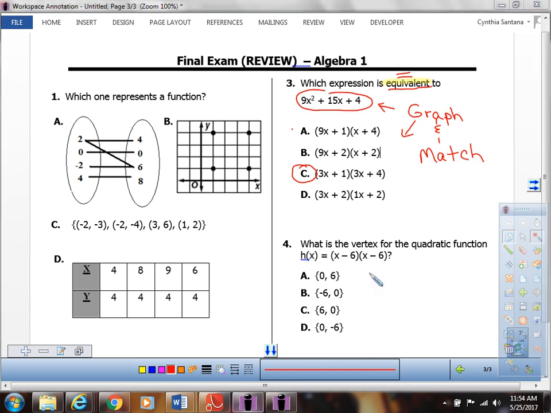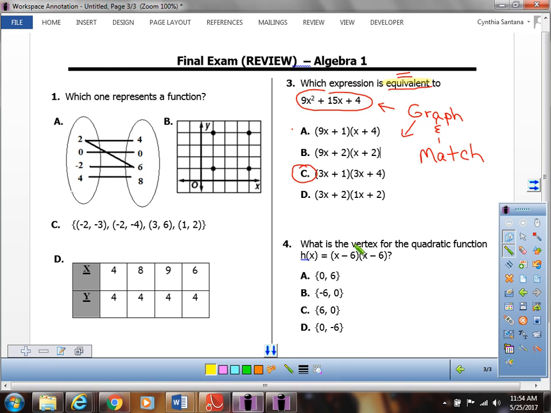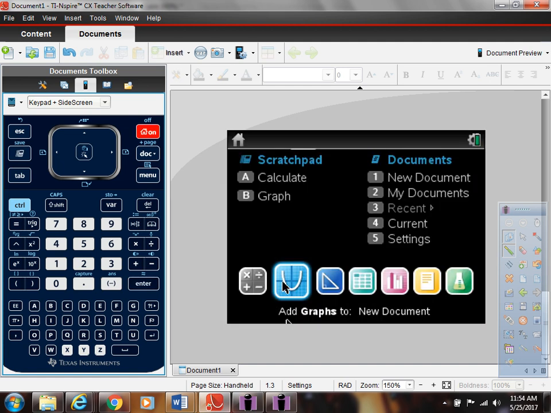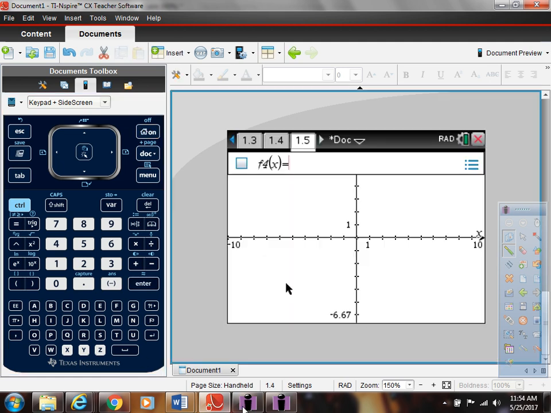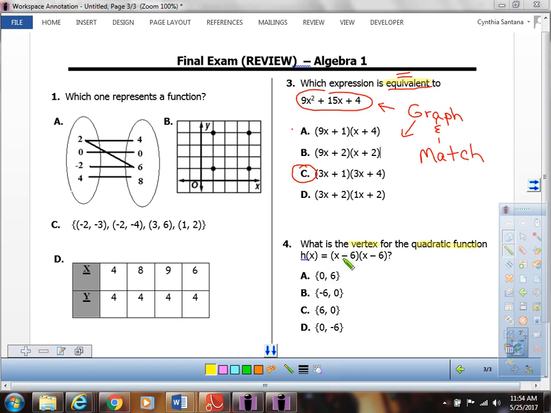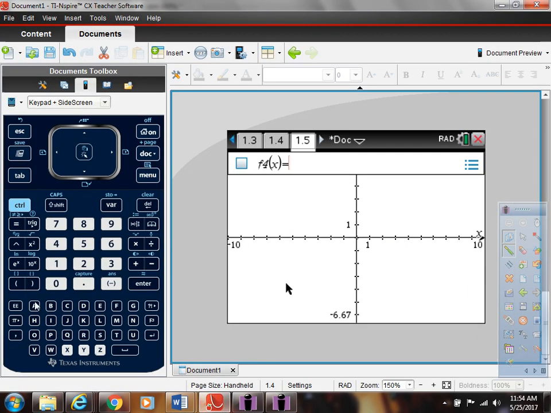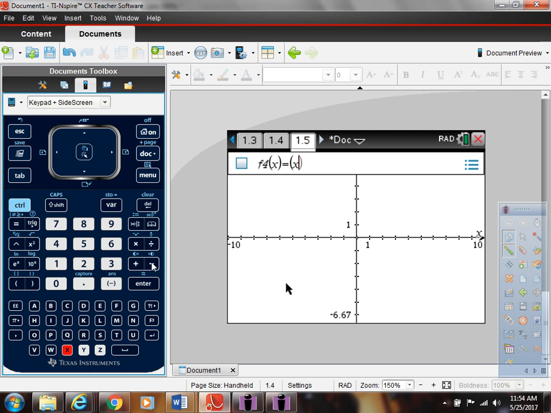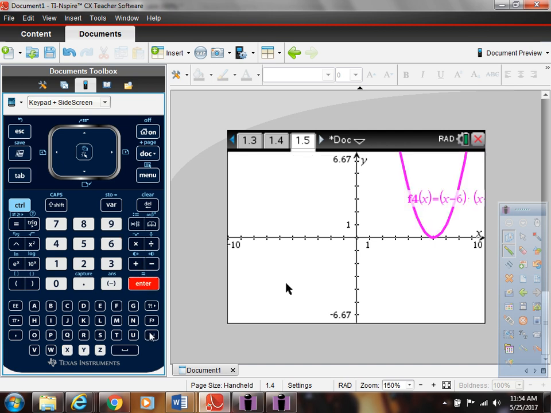Alright, so let's look at number 4. Number 4 wants to know what is the vertex of the quadratic function. So this is going to make a U-shaped curve, and we want to know which one has the vertex. Well, let's graph it and see what kind of vertex it is. So again, boot up your graph app, and let's type in this problem right here, x minus 6 times x minus 6. So we can see what kind of vertex. Is it a minimum? Is it a maximum?